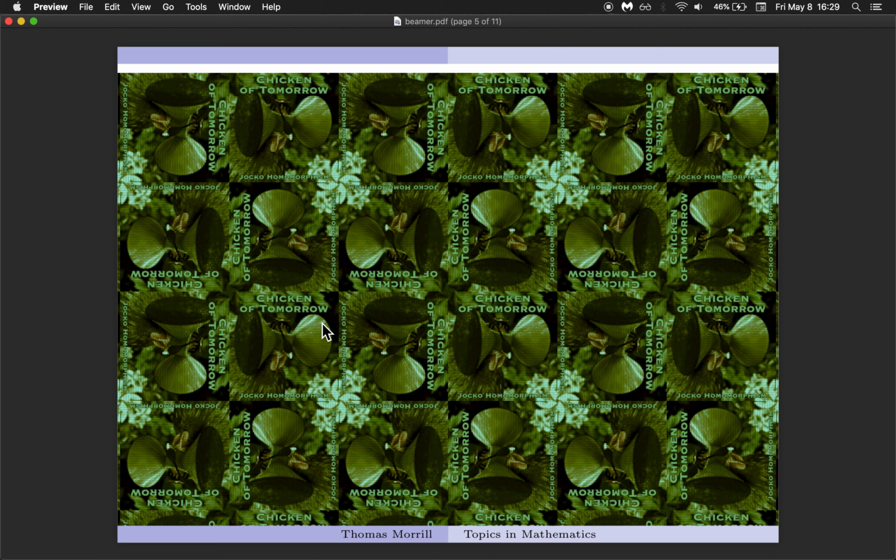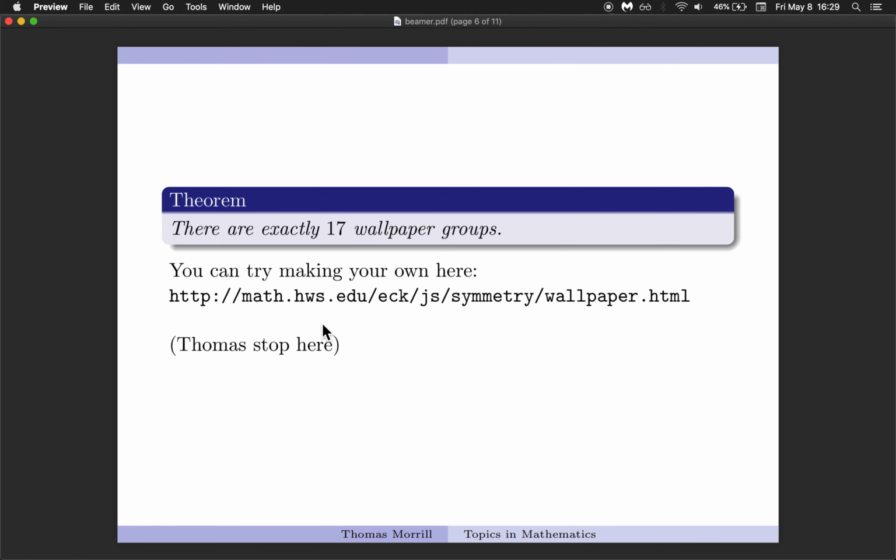So these are 2 different wallpaper patterns with 2 different symmetry groups. And I'll tell you for free that all of the wallpaper groups have been categorized. We know exactly what they are and how they behave. And there's 17 of them. So I've included a link here in my slides, or you can just pause the video and copy this into your browser.